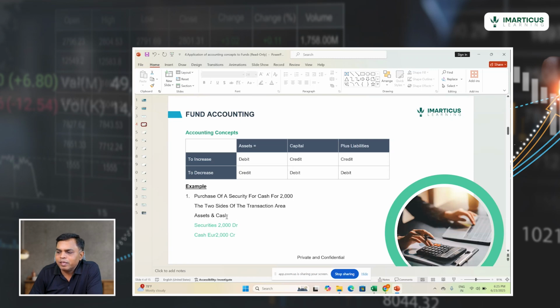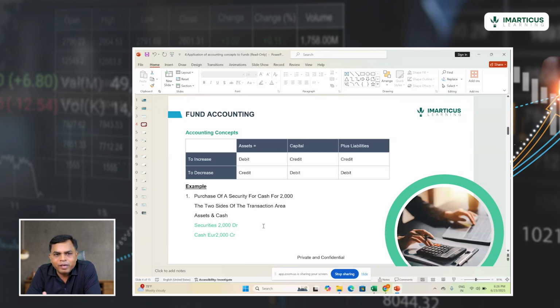Let's say the fund buys a security for $2,000. Now in this transaction, there are two accounts getting affected. One is the securities account, the other one is the cash account. Both securities, or financial instruments, and cash belong to real accounts.